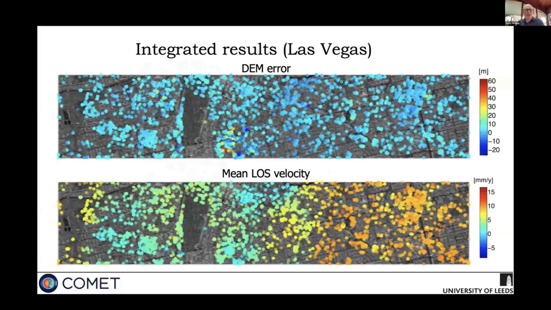So here's a very old example of that. On the top, you can see DEM errors. This is for Las Vegas. So some of the DEM errors are very high. That's because there were reflections off the top of very tall buildings that weren't included in the DEM. And at the bottom, you can see the mean line of sight velocity that was estimated for each of these pixels.